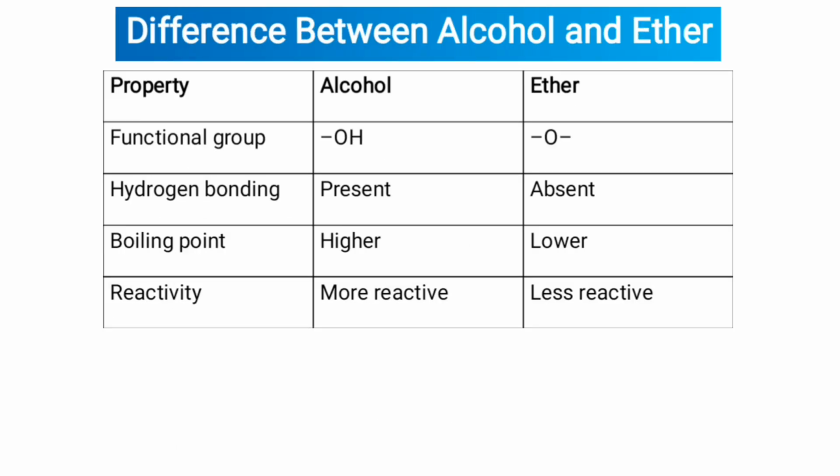Difference between alcohols and ethers. First property, functional group: alcohol has the OH functional group, while ether has simple C–O–C. Hydrogen bonding is present in alcohol, while in ether it is absent. The boiling point of alcohol is higher, while the boiling point of ether is lower. Reactivity: alcohol is more reactive, ether is less reactive.